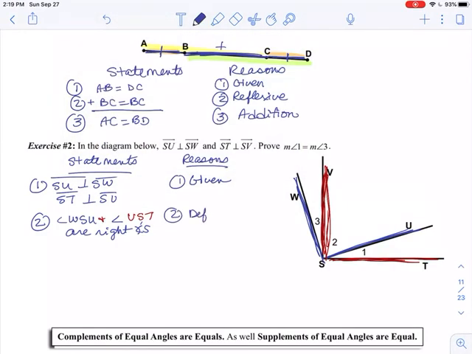Again, they're right angles because they were perpendicular lines. So that's just the definition of perpendicular lines. And remember, right after I say that they're right angles, then I just say they're congruent to each other. Because if they're both right angles, then they're both equal to 90. They have to be congruent to each other. So angle WSU is congruent to angle VST because all right angles are congruent. Okay.